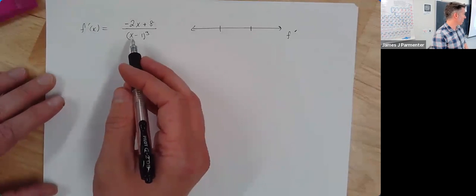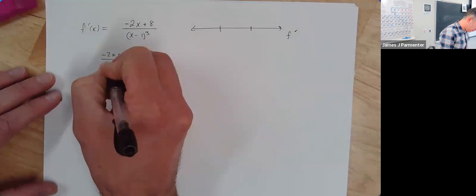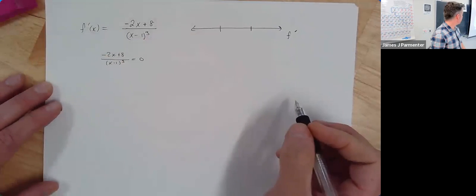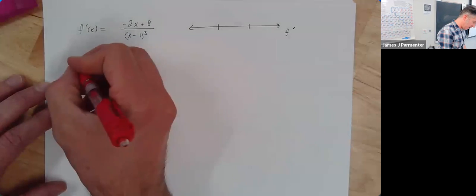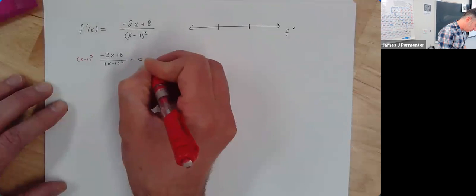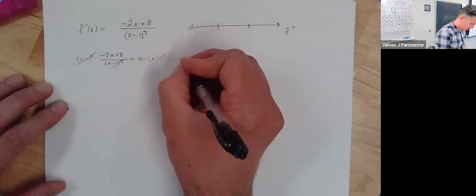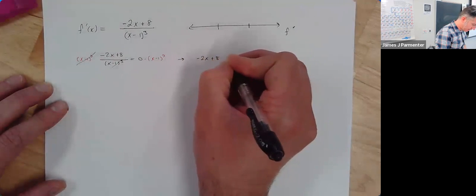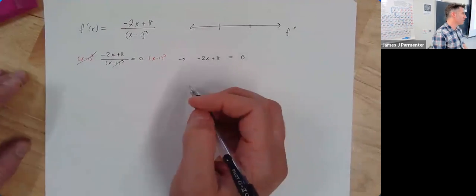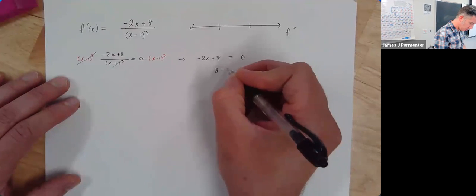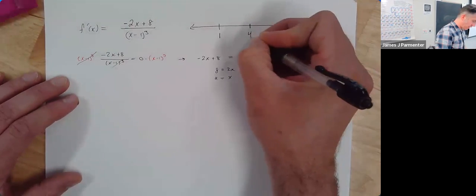So I need to also find where this derivative is equal to 0. If I set this equal to 0, you can just set the top equal to 0, but if you really want to think about what you're doing, what I'm really doing is multiplying both sides by the denominator. So on the left-hand side, I get the numerator, which is negative 2x plus 8. And on the right-hand side, what's 0 times x minus 1 cubed? Right. And so then you're just solving the top. So 8 equals 2x, so x equals 4. So I'm going to get 1 here and 4 here.